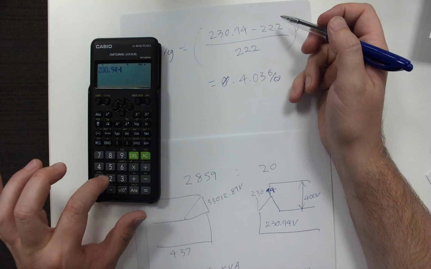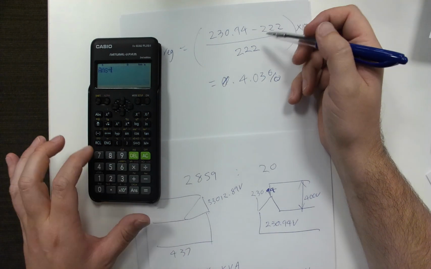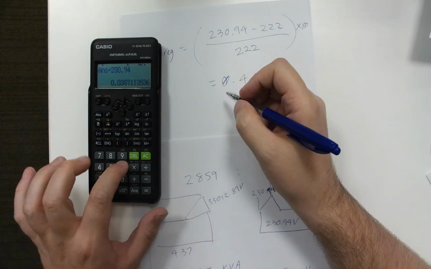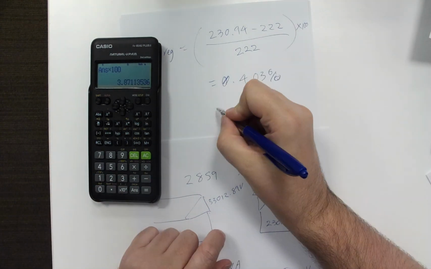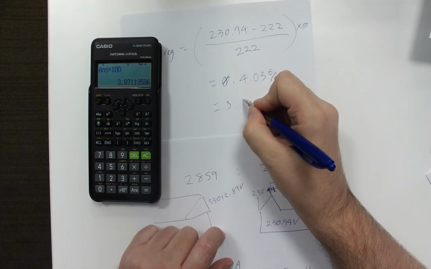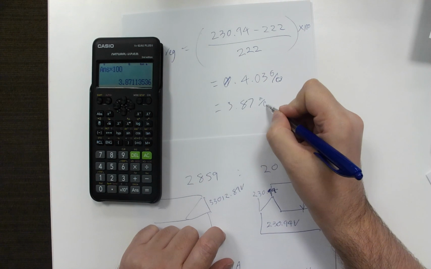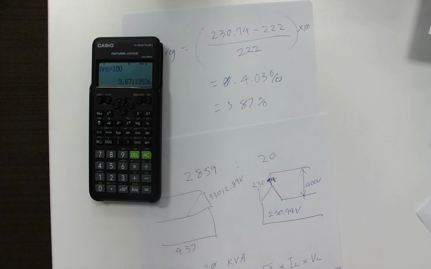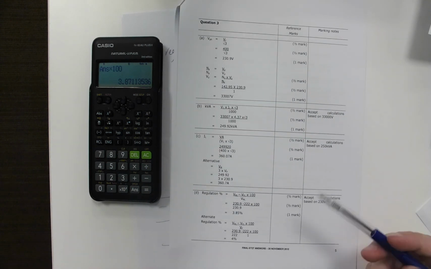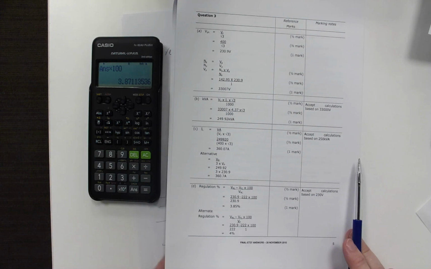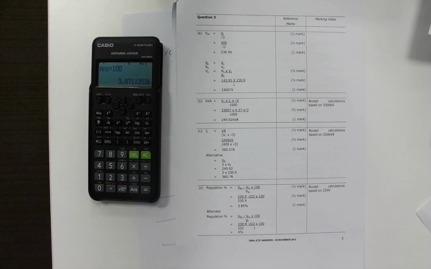However, if you also do 230.94 minus 222, and then divide that by 230.94 times by 100, you would get 3.871, so 3.87%. If you look at the answer sheet again, you can see they were letting you do 3.85 or 4% because there's regulation and alternative regulation, whichever formula you're actually after in this particular situation.